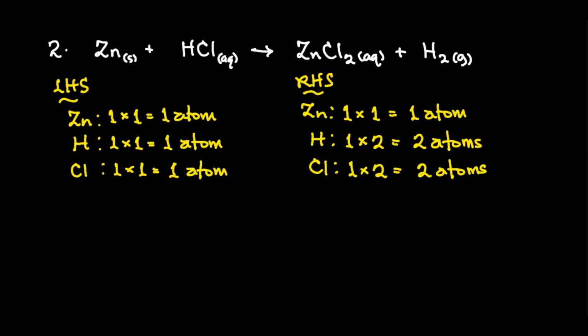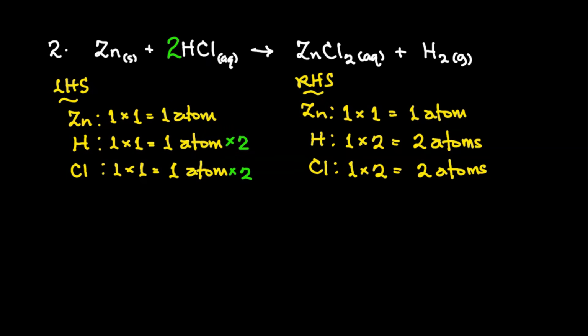And interestingly, both of them are together on the left-hand side. So what can we do to hydrogen to make it 2? Multiply 1 by 2, is it not? So we multiply this by 2 and this by 2. We both have 2 atoms of each of them. So if we put 2 here, let's count again.